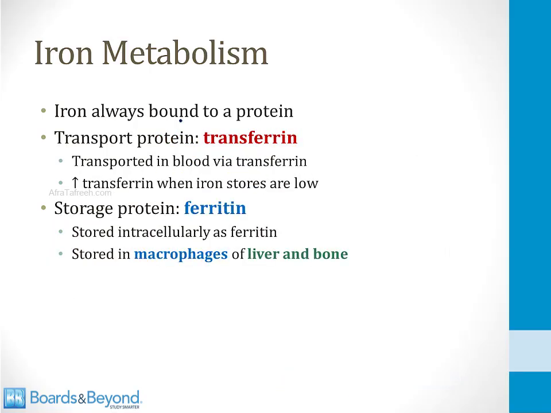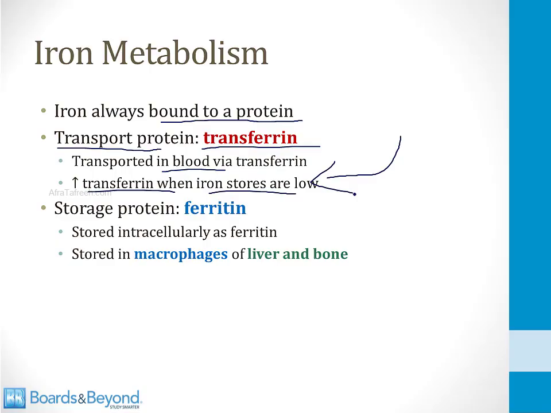Once iron gets inside the body, it is always found bound to some other protein, and there are two important iron-binding proteins that you need to know. The first one is called transferrin. This is the transport protein for iron. It transports iron in the blood, and the level of transferrin in the serum rises when iron stores are low, and this will be important in a minute when we talk about how to diagnose iron deficiency anemia.